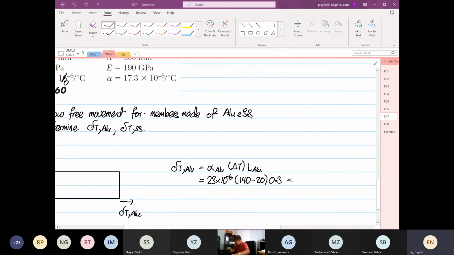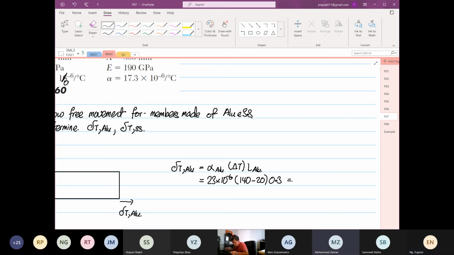So this will be equal to 23 to the power minus 6 times 120 times 0.3. So it's equal to 828. Wait, 140 minus 20 times 0.3 times 23 to the power minus 6.